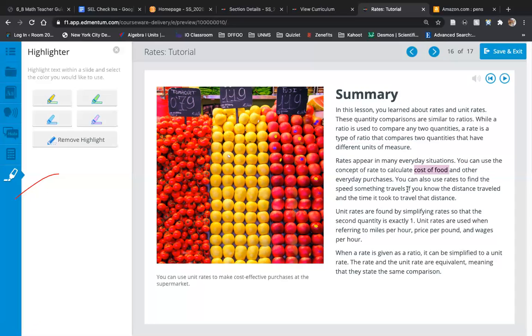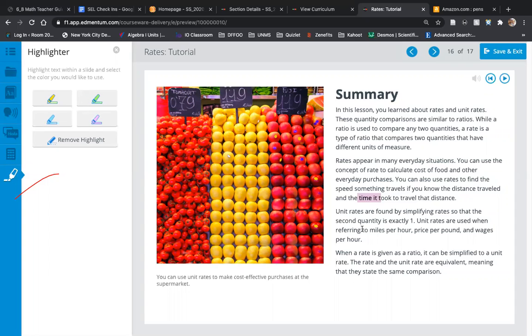You can use rates to find the speed something travels if you know the distance traveled and the time it took. So remember, speed is always distance divided by time. If you forget that, just think miles per hour. Miles over hour, miles are a distance, hours is a time. So it's always distance over time. Unit rates are found by simplifying rates so that the second quantity is exactly 1, right? So if we knew that somebody did like 36 push-ups in 3 minutes, we would say, okay, if I want to find the unit rate, that's how many they did in just 1 minute, right?